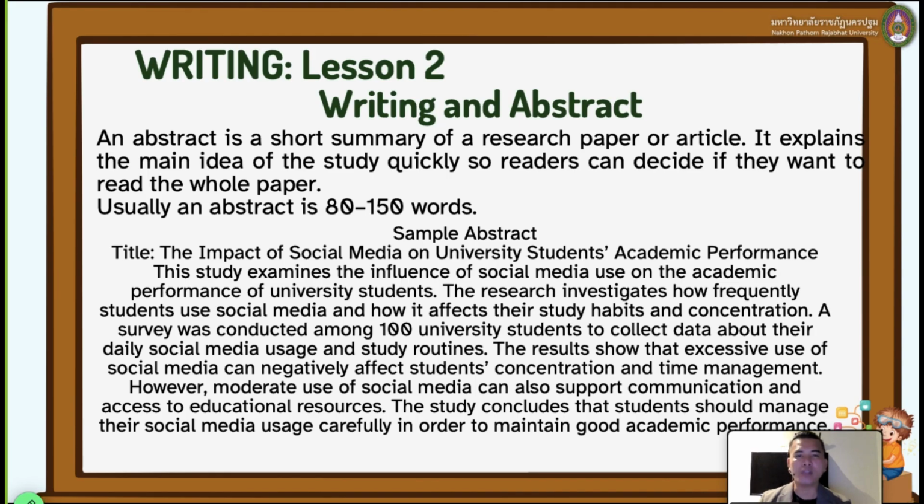The impact of social media on university students' academic performance. This study examines, so this is a sample abstract that I made. I chose the impact of social media on university students' academic performance. This is the one I made. Perhaps you are going to make one like this, 80 to 150 words, applying the things that I mentioned to you a while ago: the background, the aims, the result, the approach, and the conclusion.